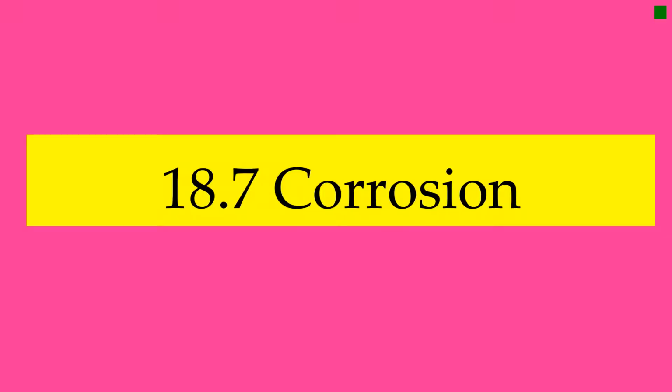So section 18.7 of chapter 18. In this section, we'll be looking at corrosion. Corrosion may sound like a chemical term or something, but it's just a name that scientists decided to give a normal thing that everybody has seen in their life.